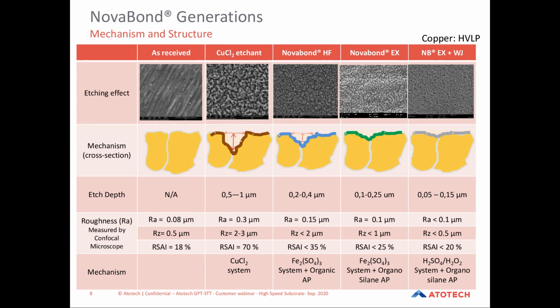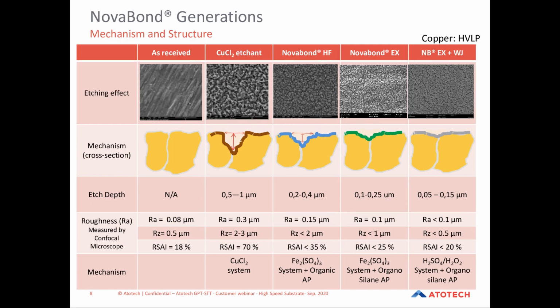As an Atotech surface treatment technology, we are developing a different method to enhance the adhesion for interlayer bonding. One of the solutions we are bringing is to launch the product called NovaBond series: NovaBond HF for high frequency, EX with adhesion promoter, and the other NovaBond EX, where we push our boundary to go even lower with the roughness.